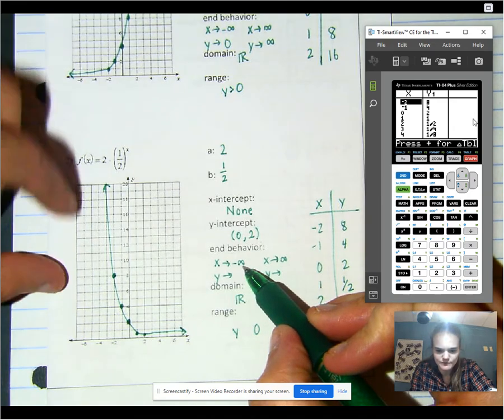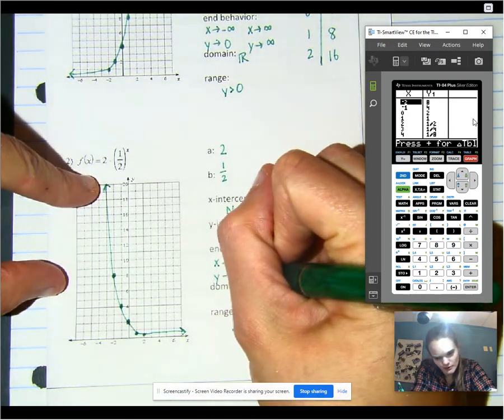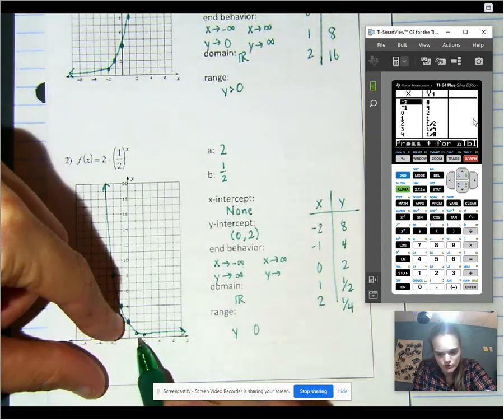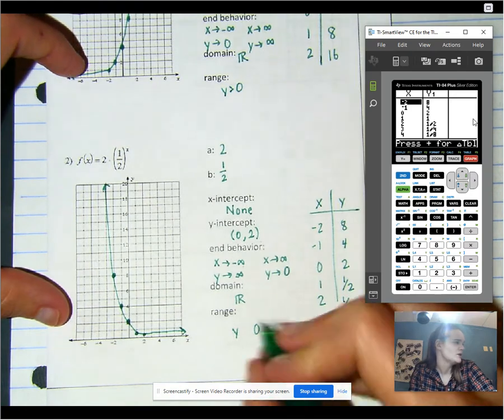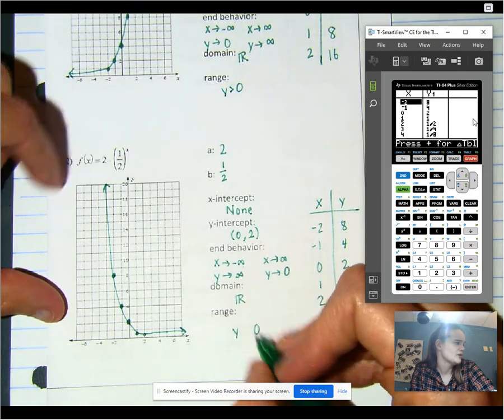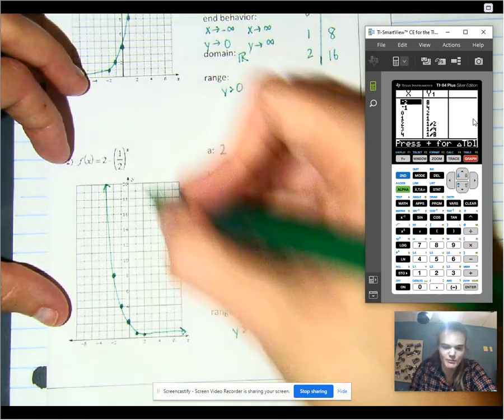End behavior, when x approaches the negatives, y is going up to positive infinity. When x approaches the positives, it's going towards 0. The domain is all real numbers because it goes left and right. The range is y is greater than 0 because it's the values above 0.